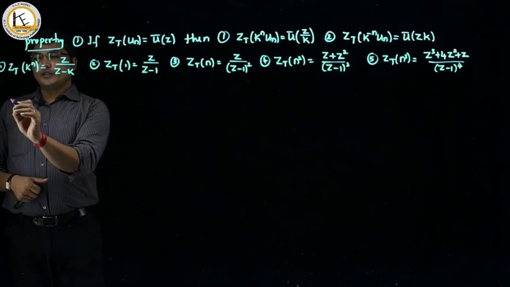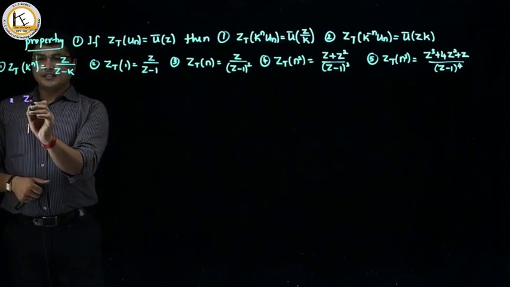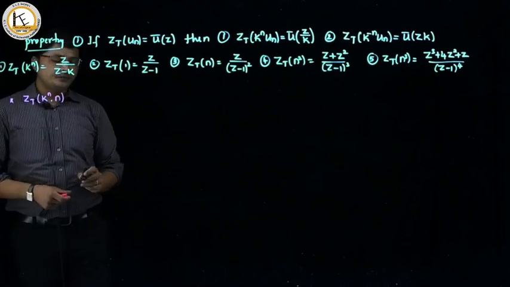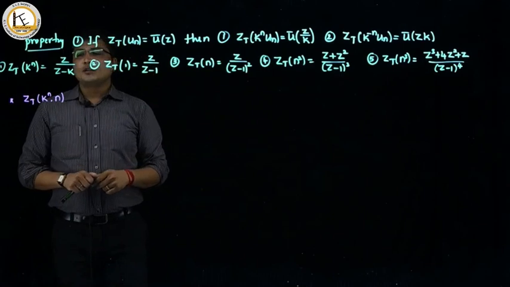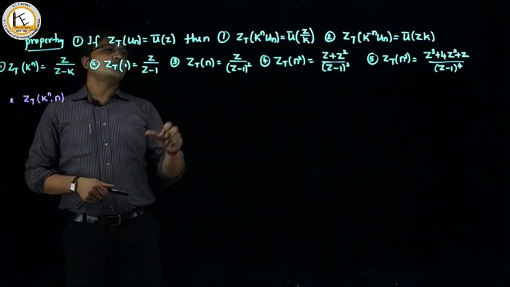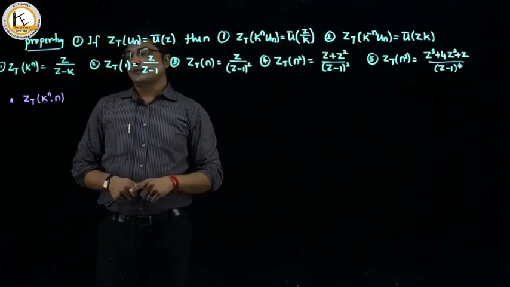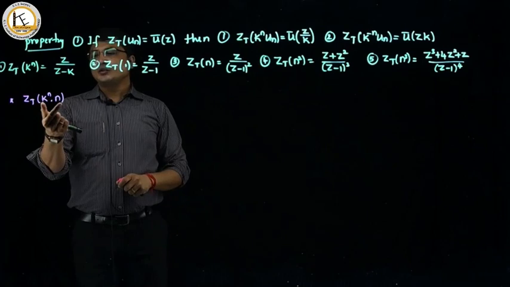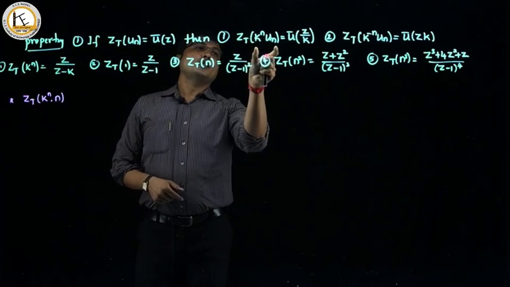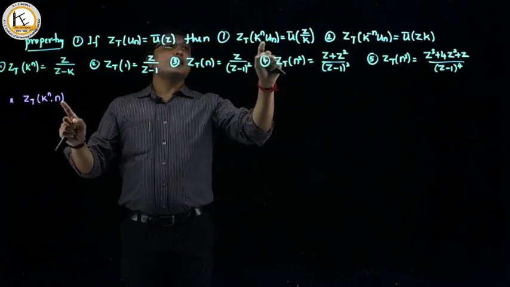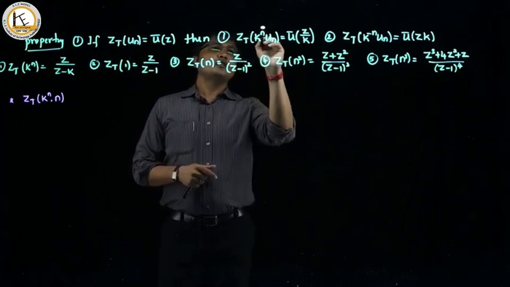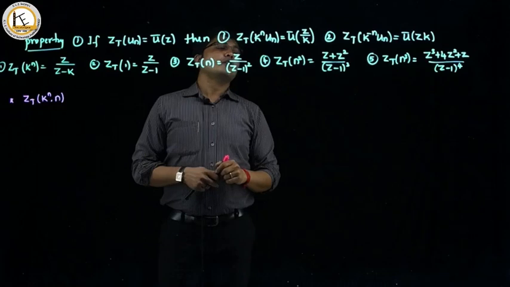So first one, find Z transform of k raised to n into n. So how to find out Z transform of k raised to n into n by using these two properties? Obviously we can compare this k raised to n into n with this function, that is k raised to n into Un. So in place of Un we are having n, and obviously according to the standard property Z transform of k raised to n into Un should be U bar of Z by k.